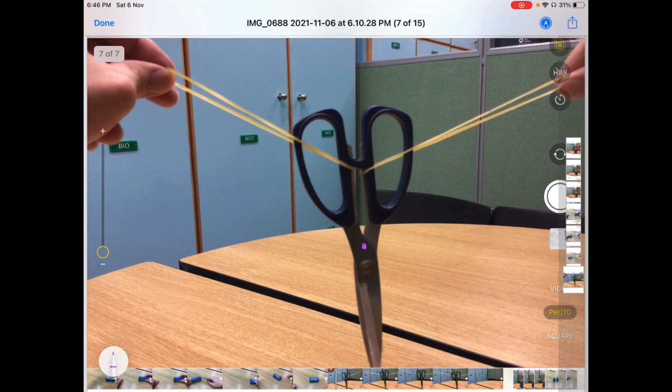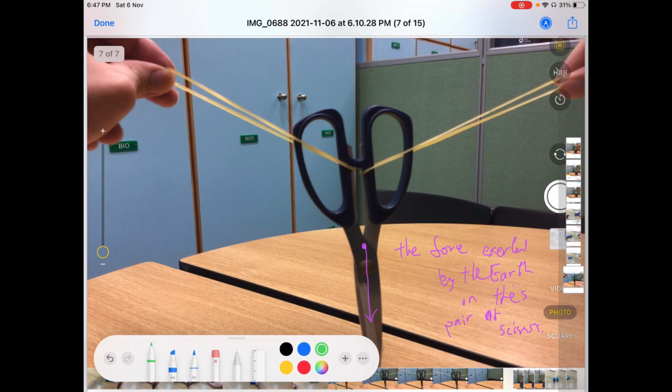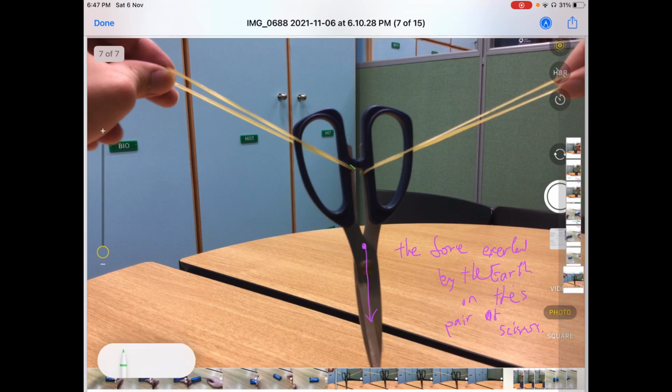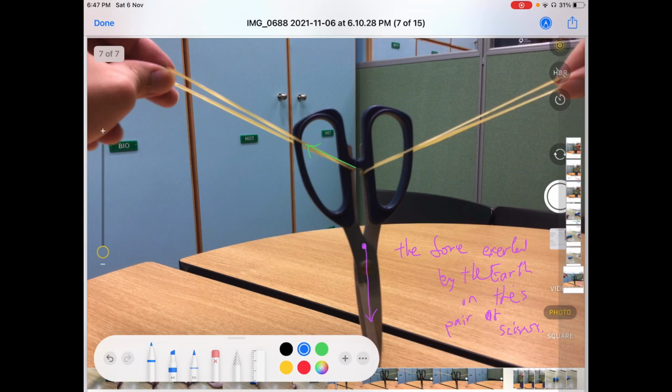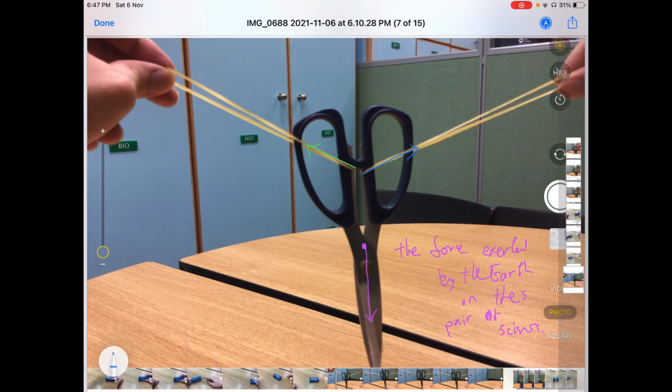And the first force is a long-range force, the weight or the force exerted by the earth on this pair of scissors. Then the second force and the third force are obviously the tension by these two rubber bands. Why can we not make these two rubber bands horizontal?